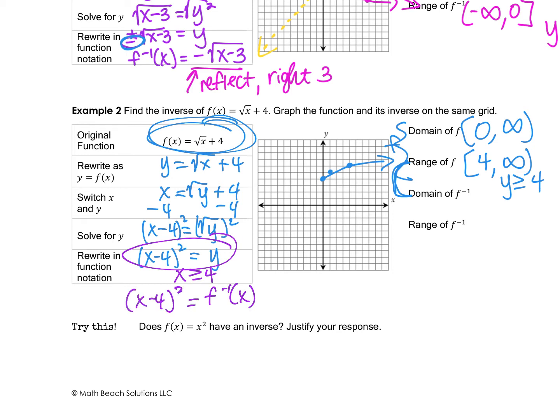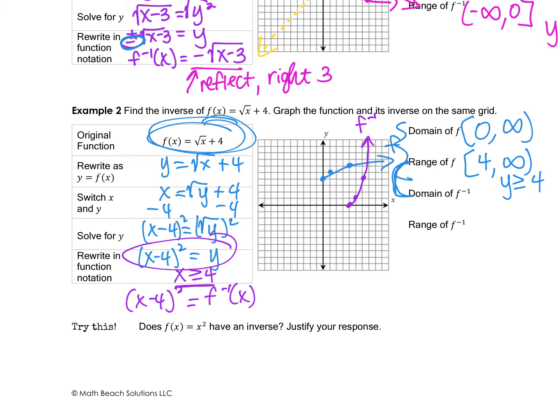Transformations are the same as any others. So inside we would be shifting horizontally. So we're going to the right 4. And then we are graphing all of the x's that are greater than or equal to 4. So I'm going to go to the right. So normally on the parabola we go right 1, up 1, right 2, up 4, because we're squaring. So that is my inverse.